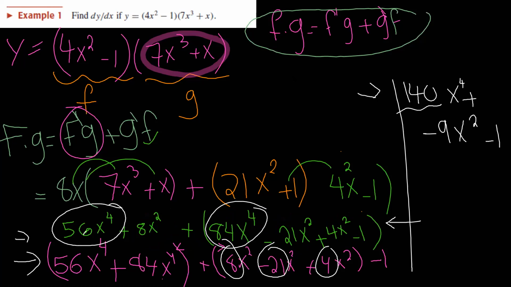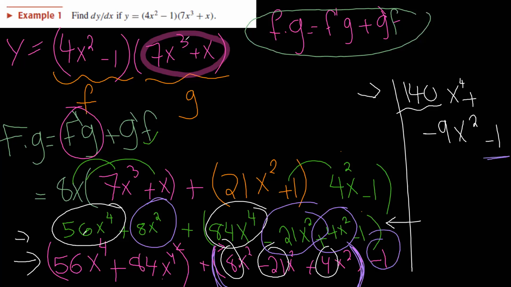The second one, I now add the ones that have x raised to the power 2, which is 8x squared and negative 21x squared and 4x squared. I put them down in one bracket. And then I simplified. 8 minus 21 plus 4, the answer is negative 9. And minus 1, I keep it as it is. This will be the final answer. Is it clear? Yes, teacher. Thank you. You're welcome.